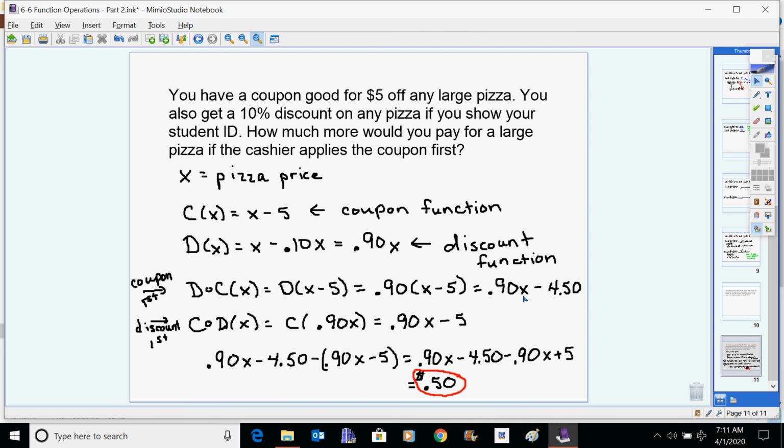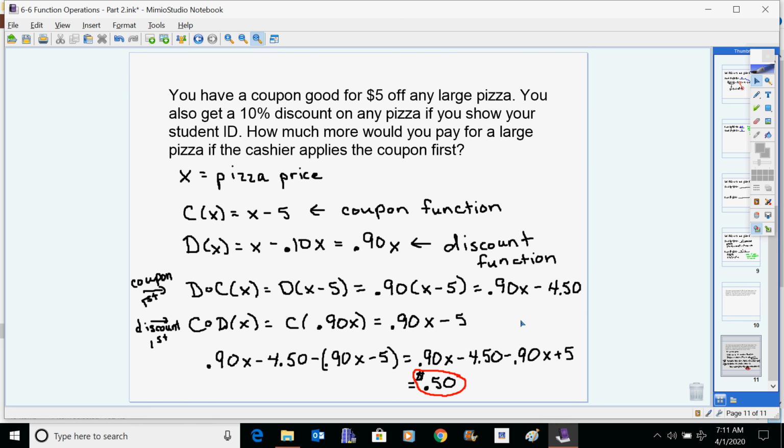And here you can even look at the functions to kind of tell which would be the better deal. Both of them involve 90% of the cost of the original cost of the pizza, but coupon first is only taking $4.50 off of that price. Discount first takes $5 off of that price.